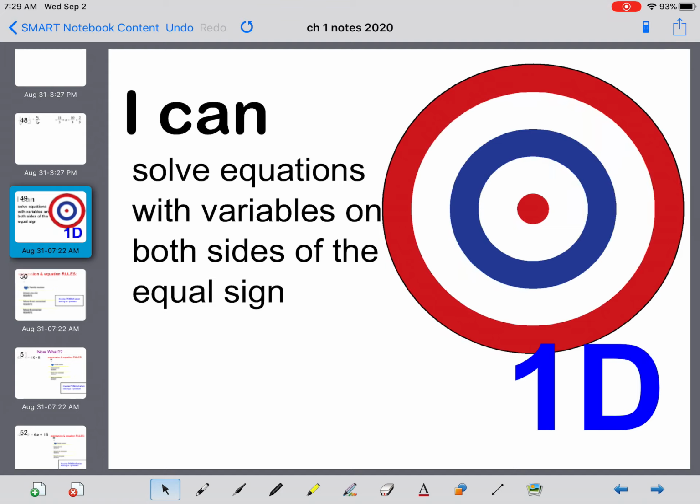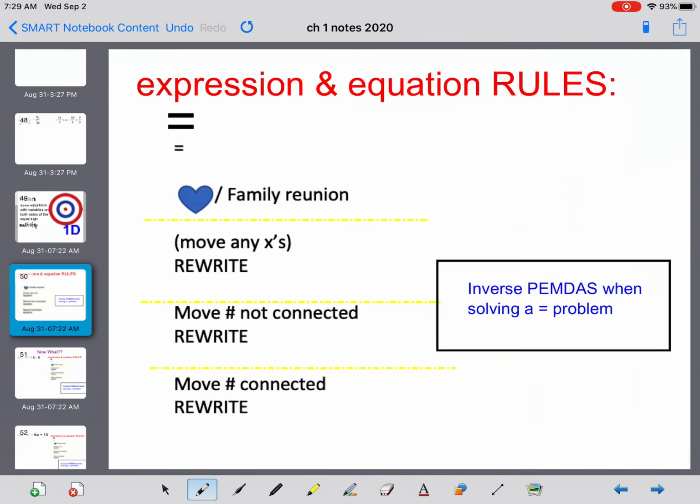And today what we want to be able to do is solve equations where we have variables on both sides of the equal sign. We call these multi-step equations. Let me just write that down. Multi-step equations. So we have lots of steps to do. That's why they're called multi-step, right?